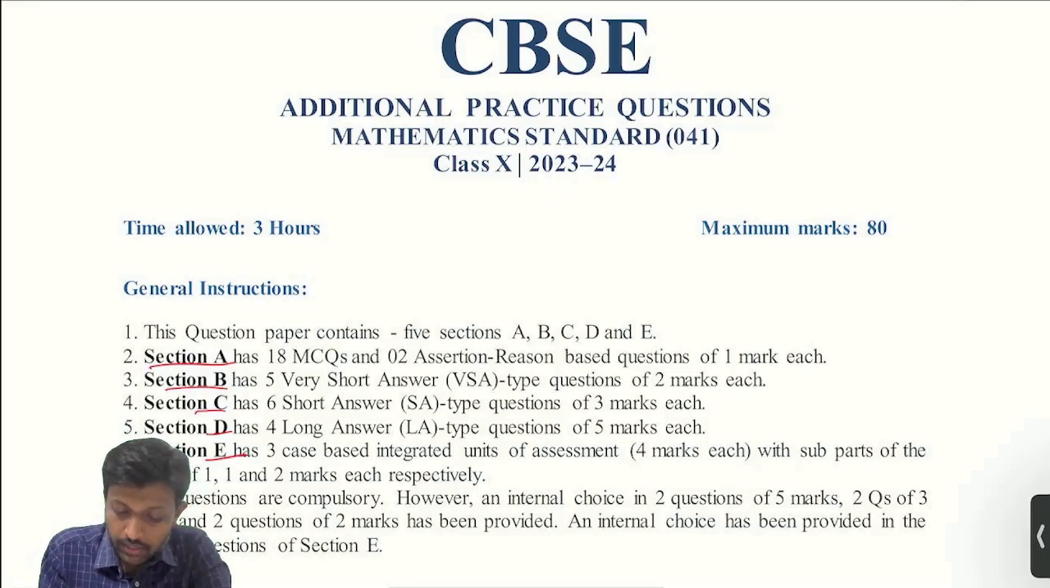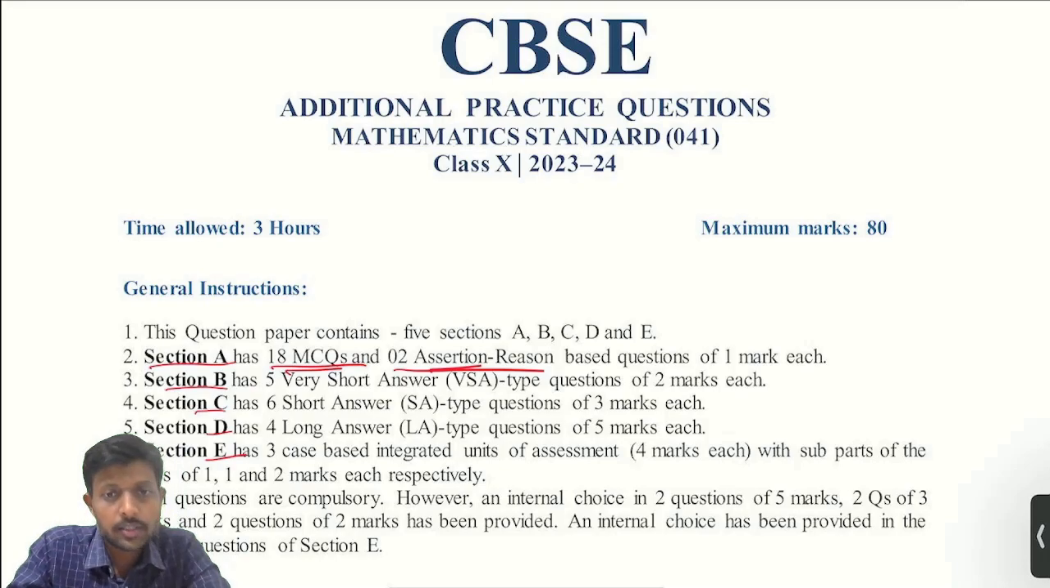So section A has all the MCQs, 18 MCQs, and 2 assertion reason, total 20 questions. Similarly, section B has 5 very short answer questions of 2 marks each and so on.